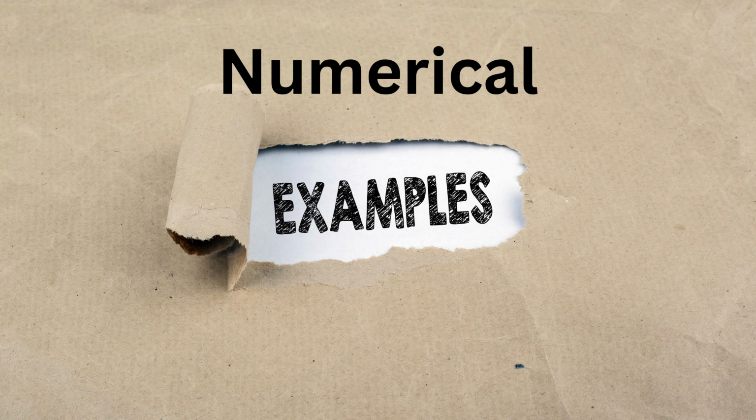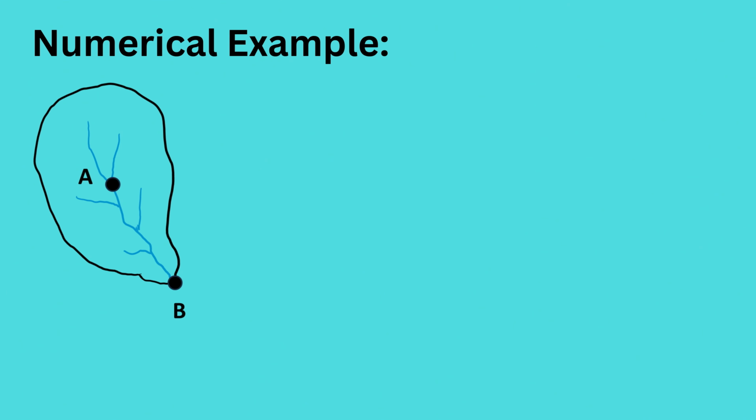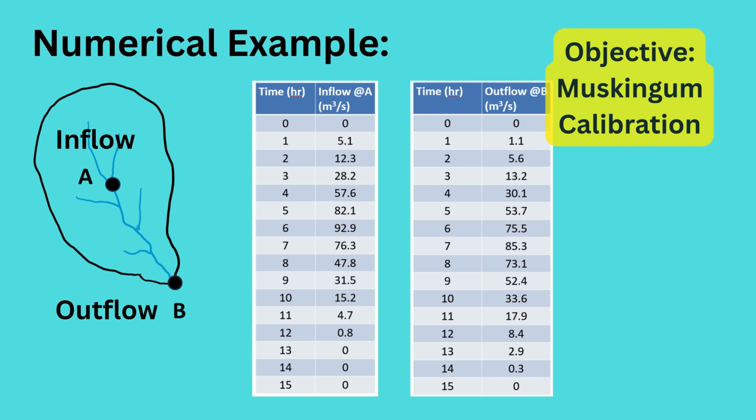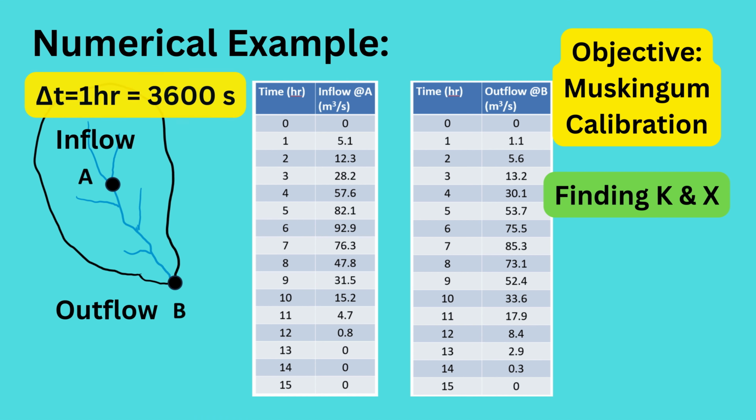Now let's solve a numerical example using Excel. The observed inflow hydrograph at an upstream point A of a reach, along with the observed outflow hydrograph at a downstream point B of this reach, is given. We want to calibrate the Muskingum routing method for those two hydrographs and find the most suitable K and X values. As can be seen, the time step delta T in this example is 1 hour or 3600 seconds. Let's go to Excel and solve this.